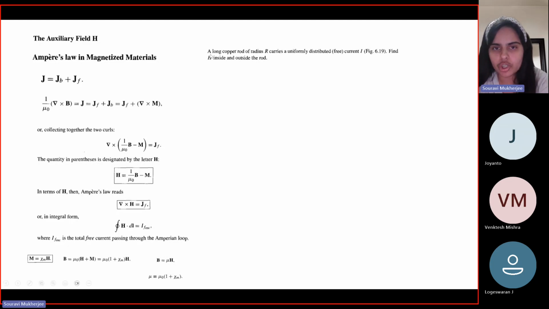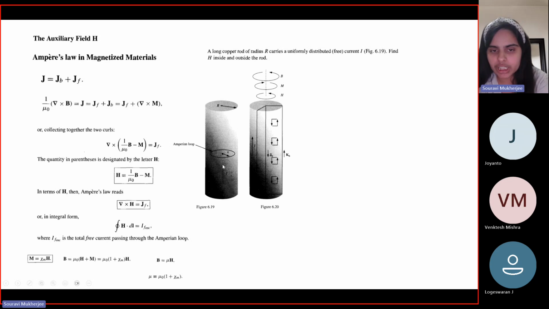So here it says that a long copper rod of radius r carries a uniformly distributed free current I. So find H inside and outside the rod. So basically now you know what is your free current. You have to find H. So you have to again use the Ampere's law. And there you can consider two loops. So for the first case, somewhere inside, you have to consider a loop with a radius smaller than the radius of your copper rod. While in the other case, you have to consider a bigger one.